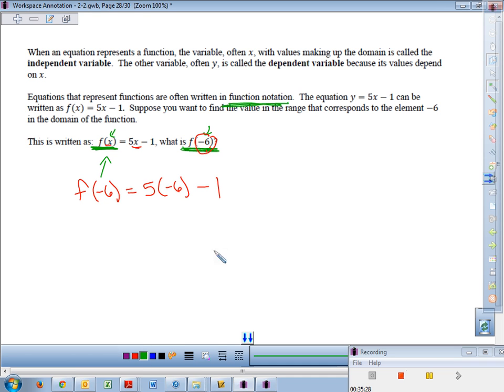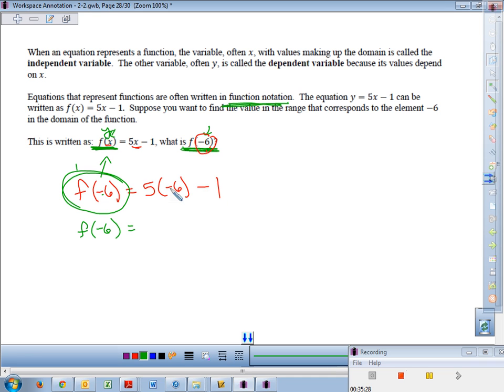You must also remember that we are trying to figure out, if you go back old school, isn't that where the y used to be? All we're trying to do is figure out what the corresponding range element is. So this guy never changes. You can't take f times negative 6. That's not what this is saying. This is your y. So f of negative 6 comes down.